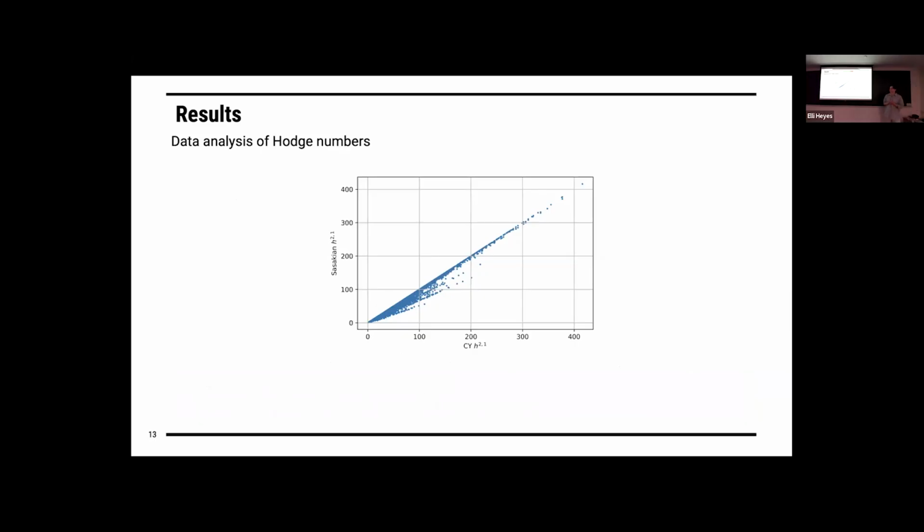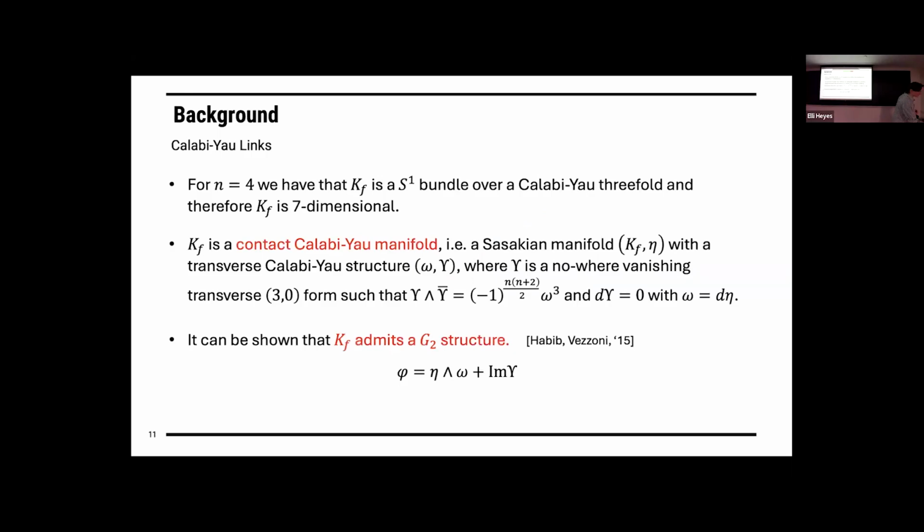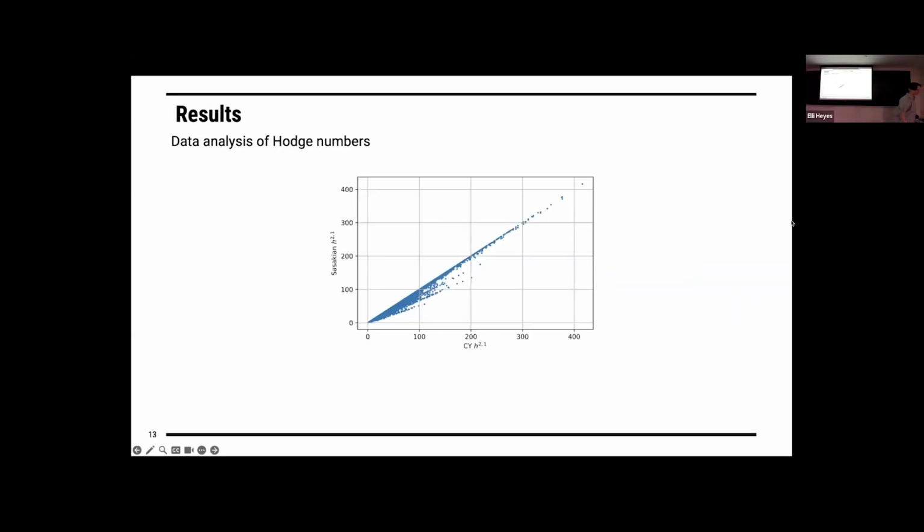So, okay, now we want to look at certain topological properties of these Calabi-Yau links. As I said, the link is an S1 bundle over a Calabi-Yau threefold. So one of the properties that you can consider is the set of Hodge numbers of the Calabi-Yau base. And then I also said that these Calabi-Yau links are contact Calabi-Yau manifolds, which are certain types of Sasakian manifolds. So you can also look at the mixed Hodge numbers of the transverse Sasakian structure. So these are two topological properties that we looked at.